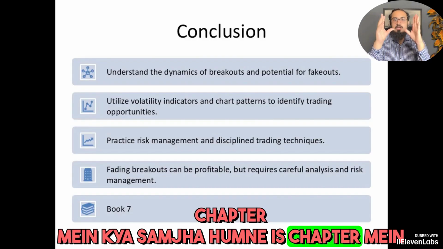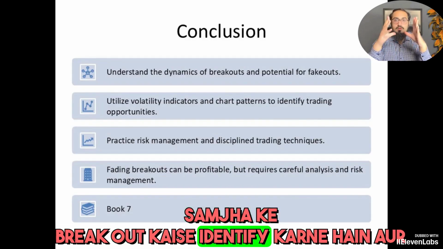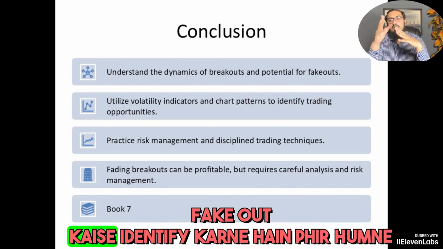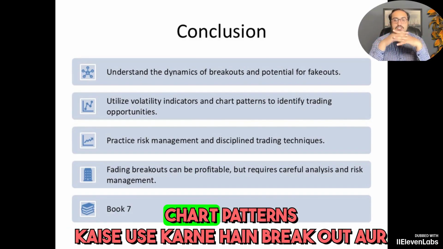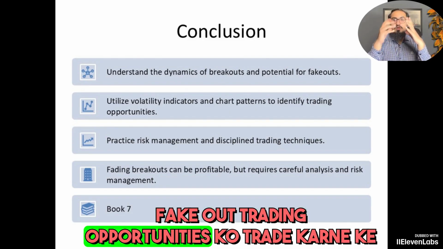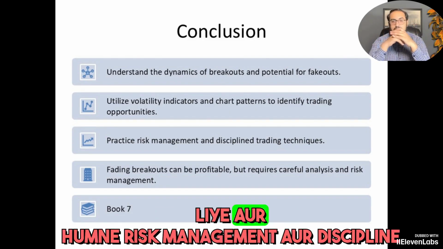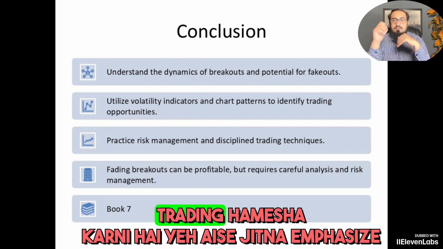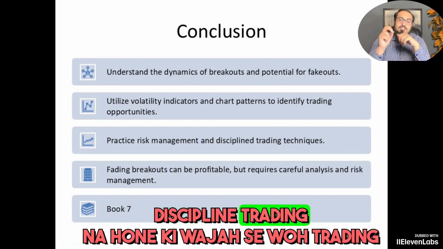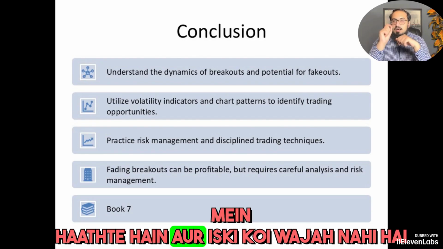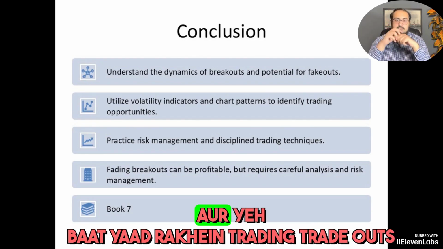What did we understand in this chapter? In this chapter, we understood how to identify breakouts and how to identify fake outs. Then we learned how to use volatility indicators and chart patterns to trade breakout trading opportunities. And we must always practice risk management and disciplined trading. The more this is practiced, the better, because people lose in trading due to lack of risk management and disciplined trading, and there is no reason for this.